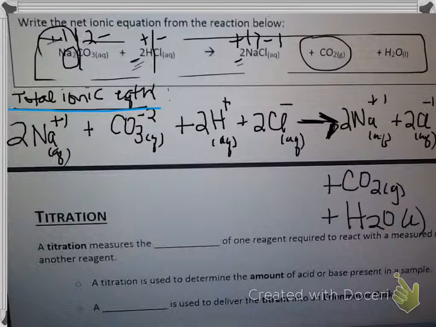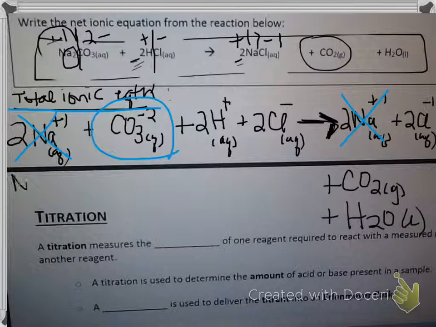So we're going to get rid of it. For example, we have 2 sodiums on the reactant side, and we have 2 sodiums on the product side. That's a spectator ion. It's not part of the chemical reaction. We have a carbonate on the left-hand side. Do we have a carbonate on the right-hand side? No. So carbonate's part of the chemical reaction. We're going to bring that down.